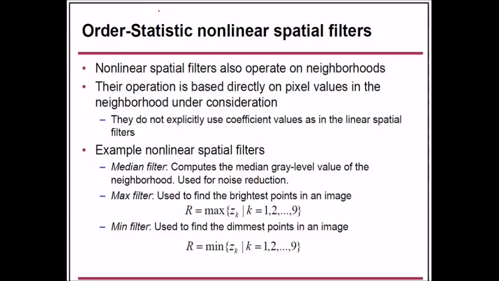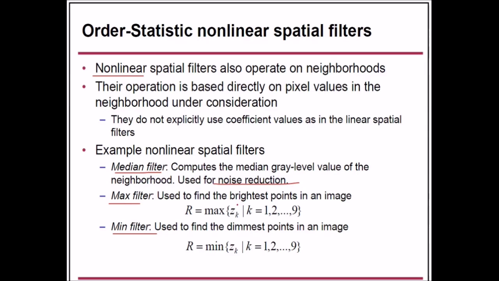Now the order-statistic nonlinear spatial filters. Nonlinear spatial filters also operate on neighborhoods. Their operation is based directly on the pixels in the neighborhood under consideration. They do not explicitly use coefficient values as in linear spatial filters. Examples of nonlinear spatial filters are the median filter, max filter, and min filter. The median filter, as the name suggests, computes the median gray level value of the neighborhood. This is used for noise detection.